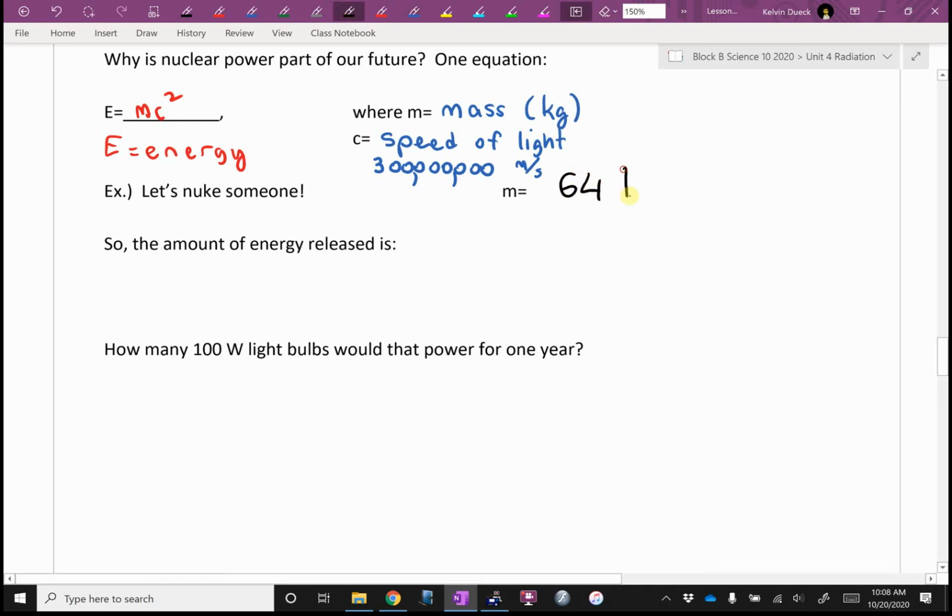64 kilograms. Wait, how are we supposed to know? I had a scale out, you were here, and if you want to, you can stand on the scale and get it. I don't want to, I'll bring it out. I don't want to stand on the scale.